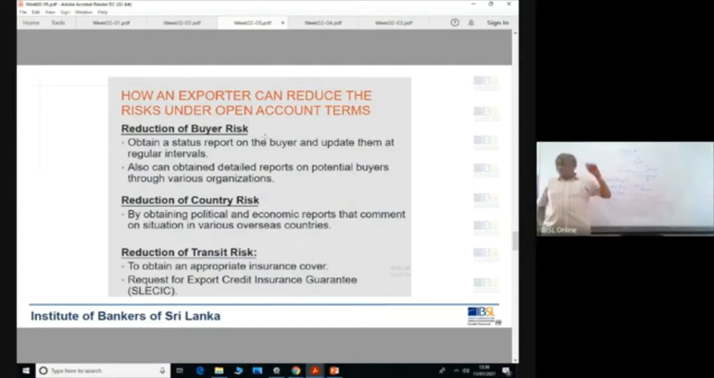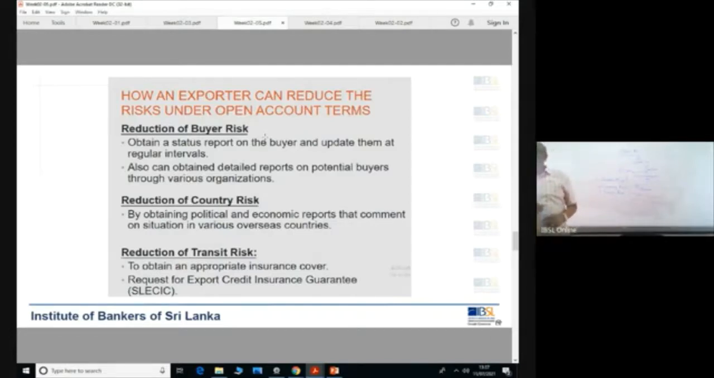Then reduction of country risk. That of course you can check on the websites, Google, right? By obtaining political and economic reports, reports that comment on the situation in various overseas countries. Whenever there is a Lanka situation, Google again, you know. So before you get involved in a trade transaction, these are the things you have to check. Right?